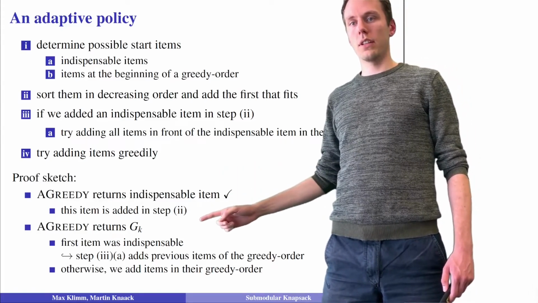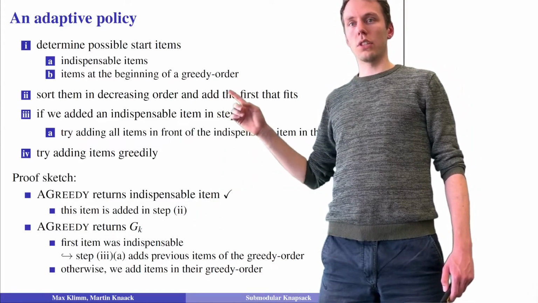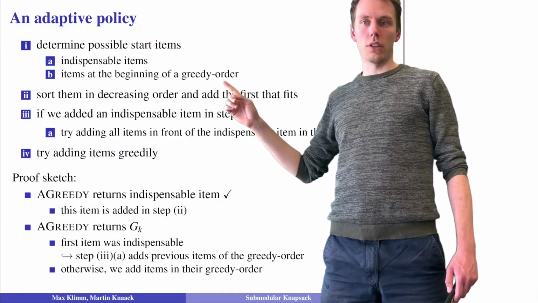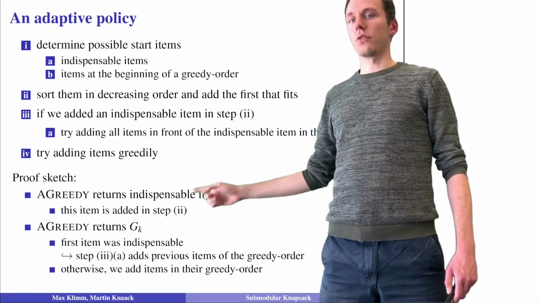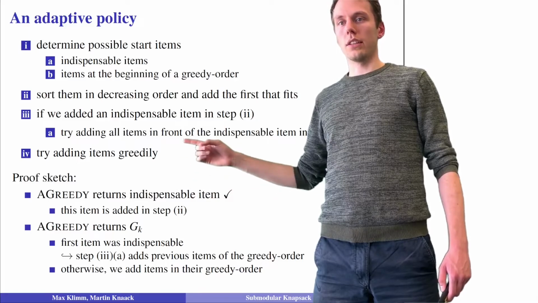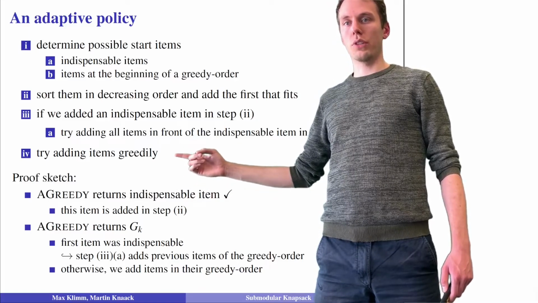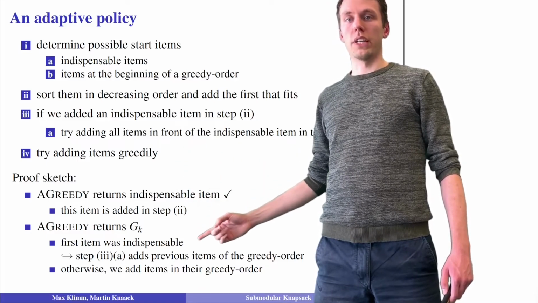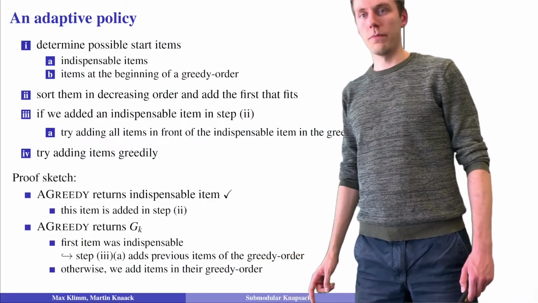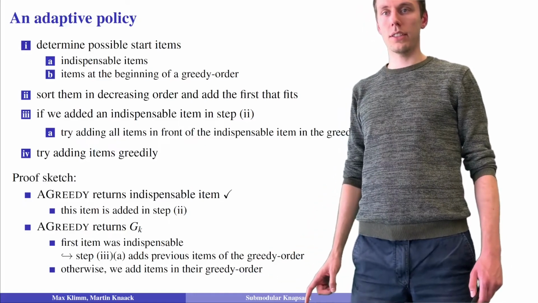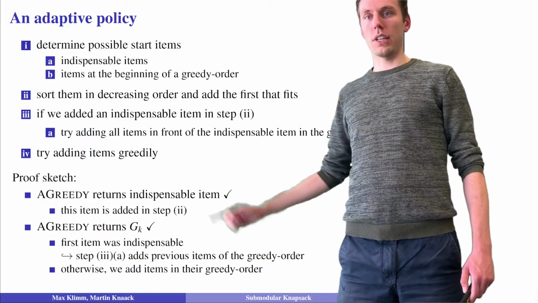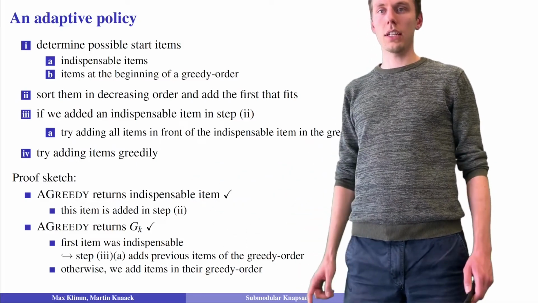And otherwise, if our first item was not an indispensable item in step 1, then it was the first item in the greedy order. And this is, of course, exactly what we want if the algorithm returns the greedy solution. And since we are also adding more items greedily in step 4, we are also managing to achieve this greedy solution. Okay, with that I'm coming to the end of this short presentation. Just make sure that both cases here are satisfied.